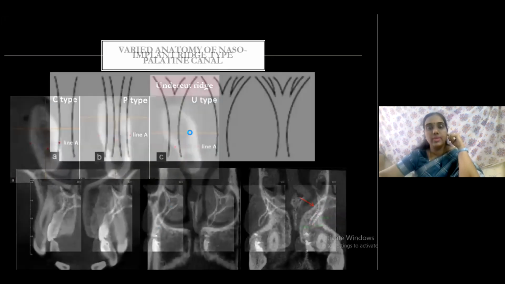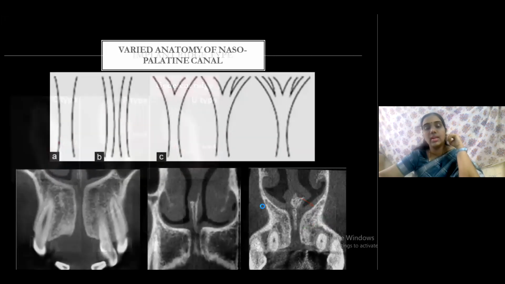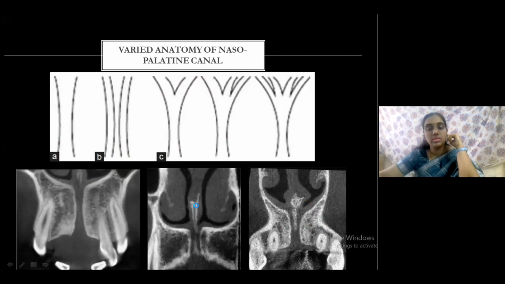Of course, there is varied anatomy of the nasopalatine canal. This is a CBCT image showing different patterns of nasopalatine canals. With the help of 2D radiography, you cannot assess that, as not all patients will have the same pattern of nasopalatine canal. So it is highly possible that you're going to perforate and place an implant into the canal itself.